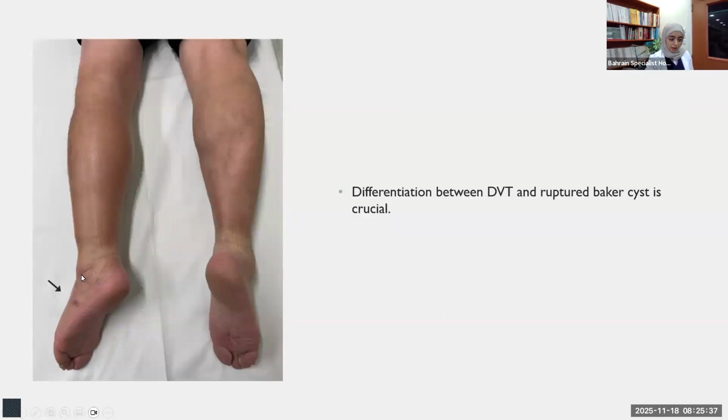This is the crescent sign that I was talking about. You can see there is slight discoloration of the leg that was affected, and there is also swelling of this leg.